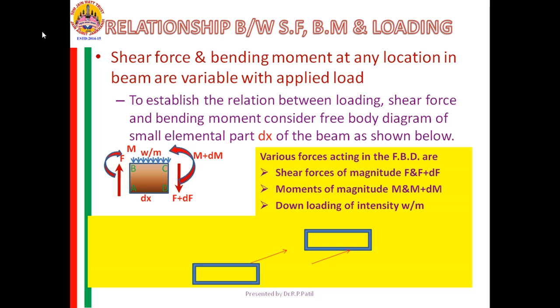Now this beam is in equilibrium. When it is in equilibrium, we can apply the equations of equilibrium to it. What are the equations of equilibrium? Total of horizontal forces should be equal to 0. Total of vertical forces equal to 0. And total of moment is equal to 0. That is the condition of equilibrium.